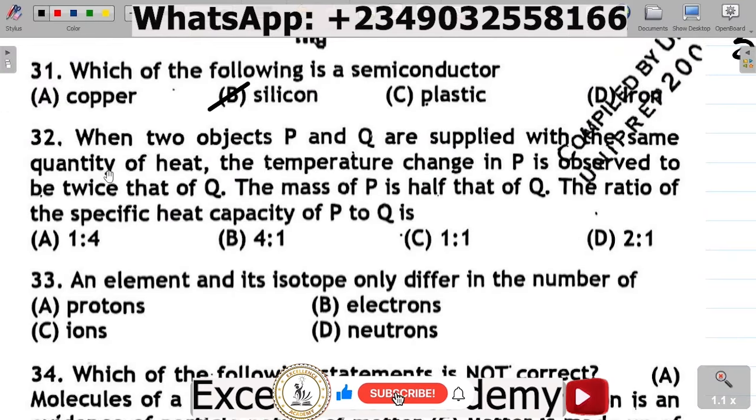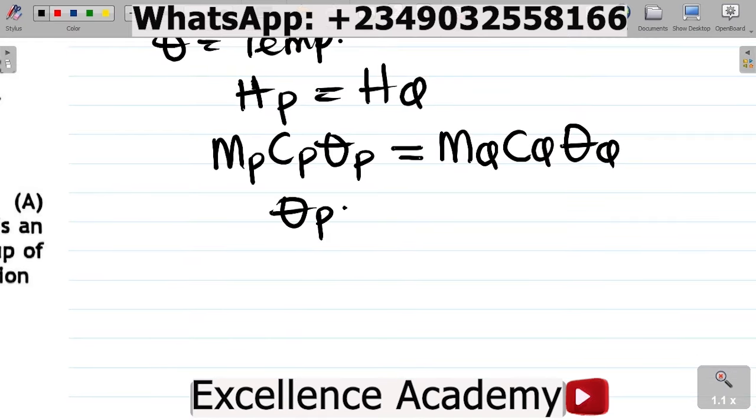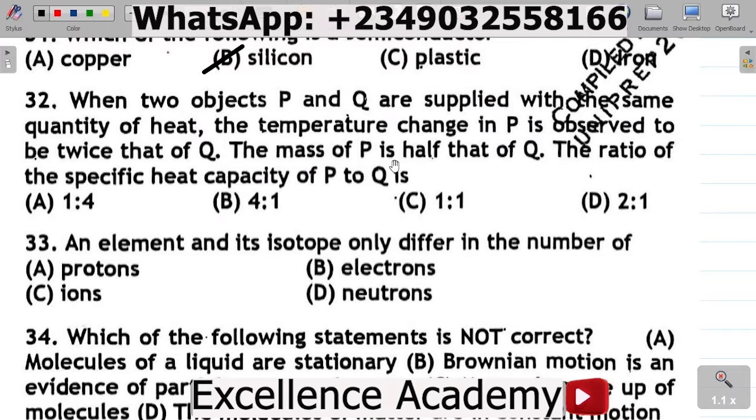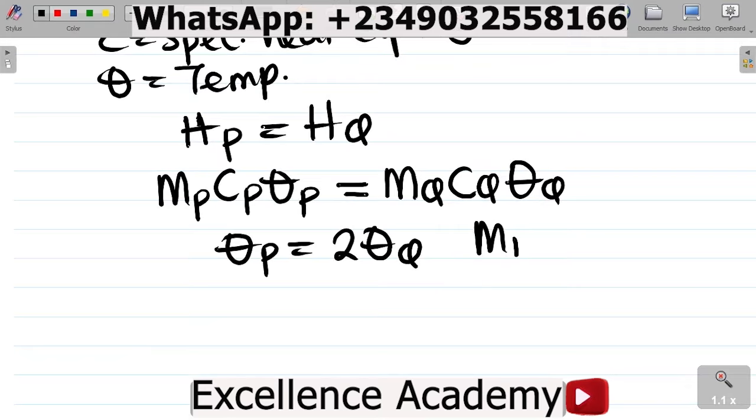We have this. Okay, proceeding, they said they are supplied with the same quantity of heat, so this is why I equated HP to HQ. The temperature change in P is observed to be twice that of Q. That means theta P is equal to 2 times theta Q. That's the first thing to note. They also said the mass of P is half that of Q. So mass of P, let me call this MP, is equal to 0.5 times the mass of Q.